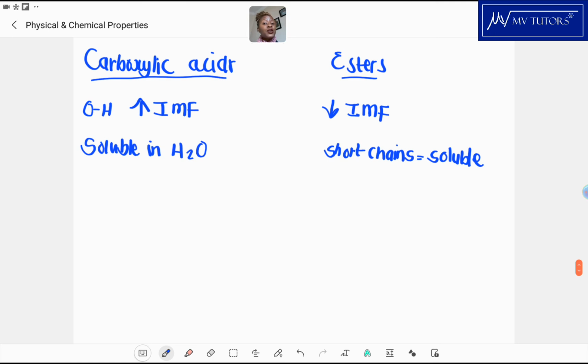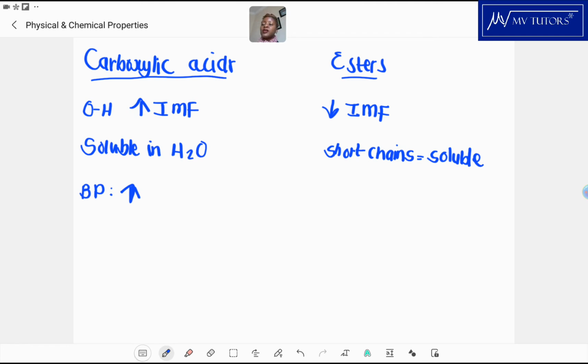Now, when it comes to the boiling points of carboxylic acids and esters, the boiling point of carboxylic acid we're expecting to be high because of the high intermolecular forces. So your carboxylic acids do have high boiling points. Their boiling points are actually quite similar to aldehydes and ketones with the same molecular mass.